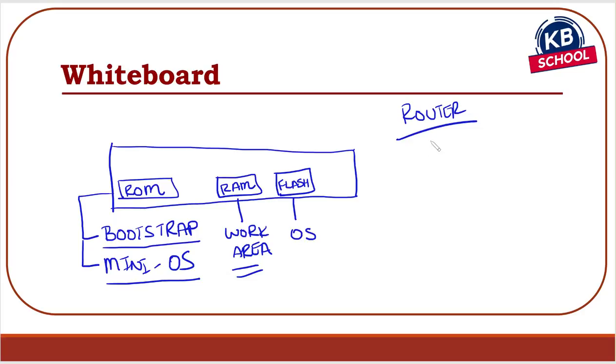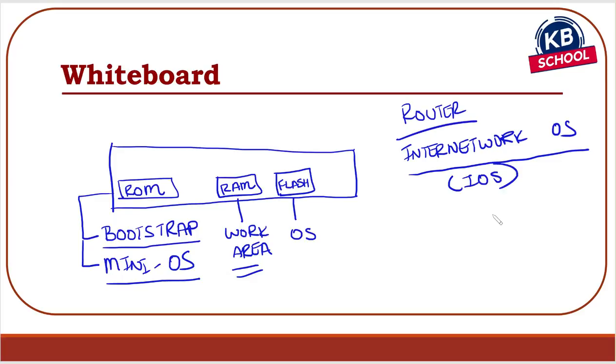the Cisco router uses the operating system called the Internetwork Operating System. This is the operating system that Cisco programs or creates. Just like Windows is created by Microsoft, IOS is created by Cisco. The router's operating system is called the IOS. So the IOS is stored on flash. It's not run from flash, it's stored over there.